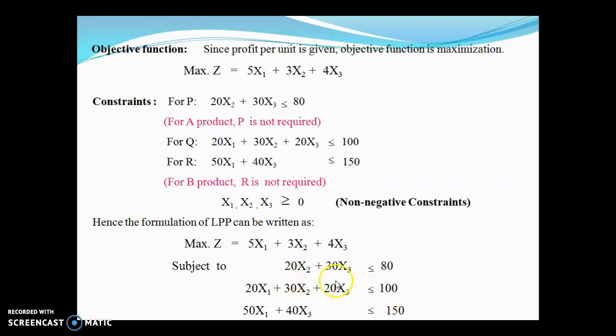These are the constraints or restrictions. Here x1, x2 and x3 are always greater than or equal to 0, as per step 4. This is the non-negative constraint.